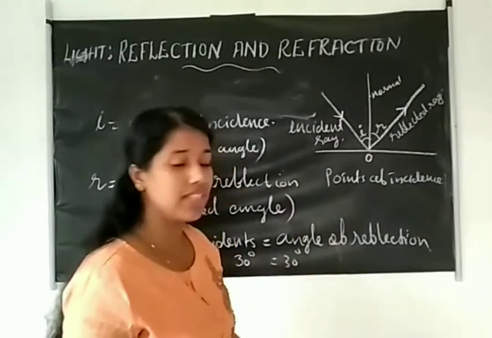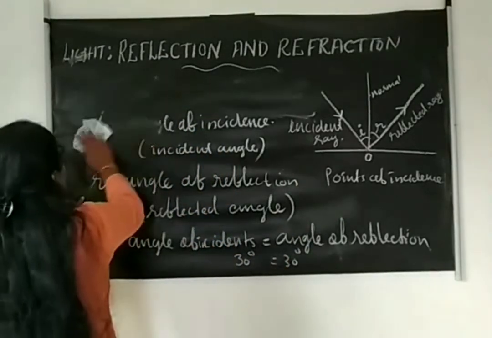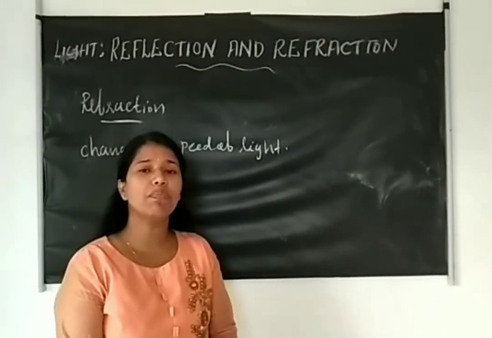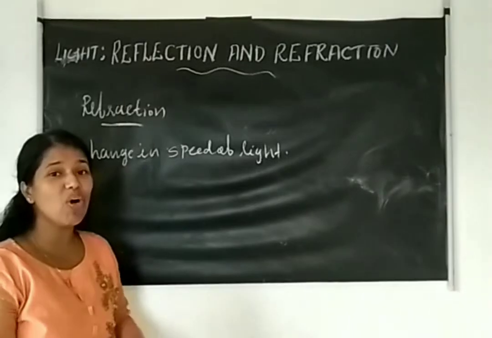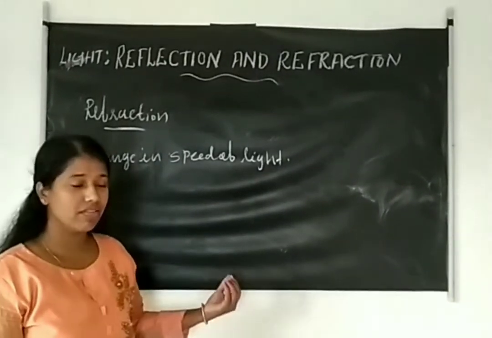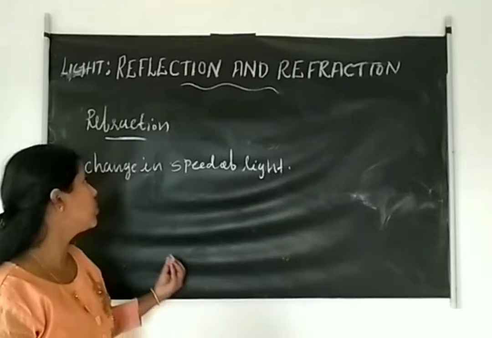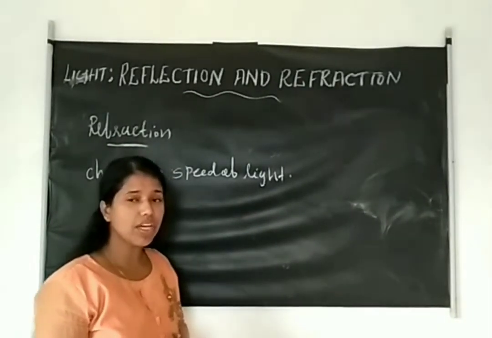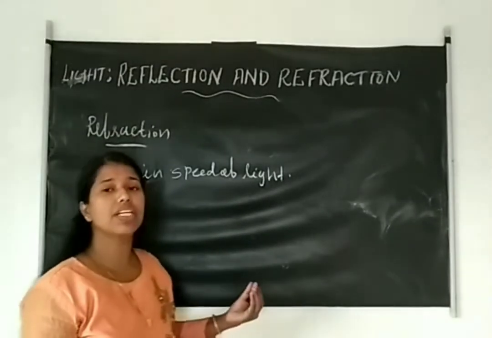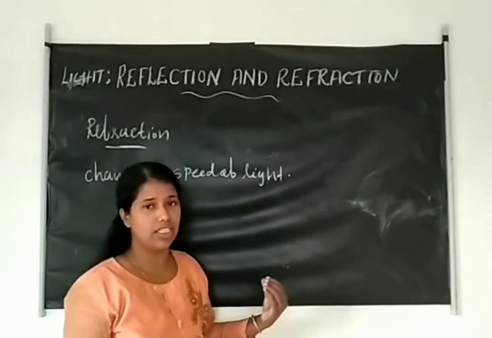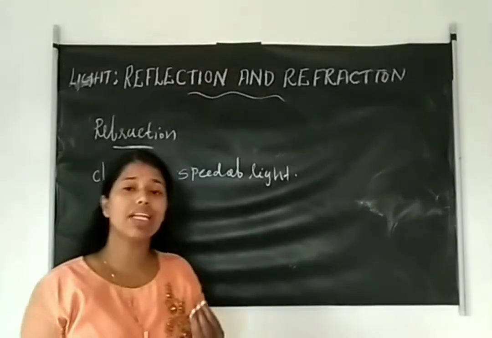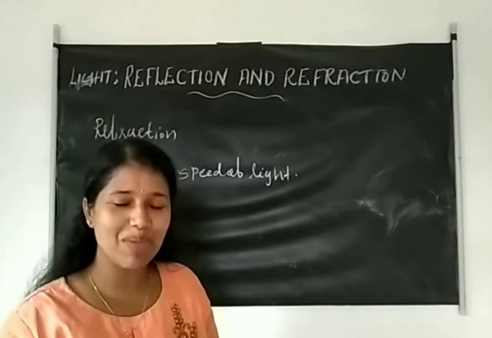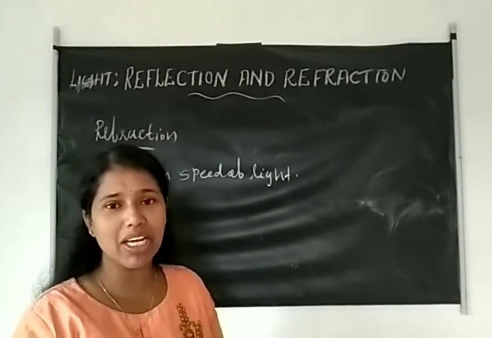Then the second part of our introduction is refraction. Refraction is the bending of light when it travels from one medium to another. For example, commonly we use three mediums: air is a medium, glass is a medium, water is a medium.